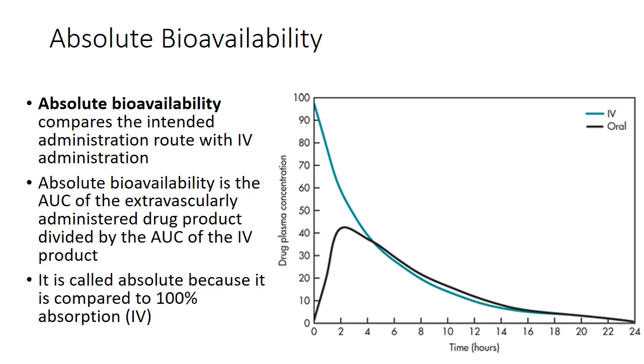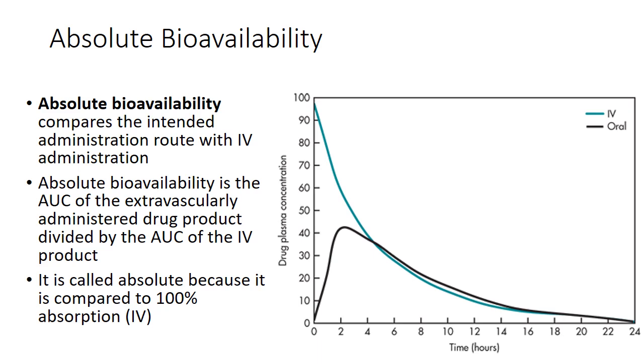Okay, so absolute bioavailability is the area under the curve of the extravascularly administered drug product divided by the area under the curve of the IV product, right? So that just means, in this case, oral AUC divided by IV AUC, right? So it should always be, think about it, basically 100% or lower, if we convert it to a percentage, because you can't possibly absorb more than you would with an IV administration, right? And again, it's called absolute because it's compared to 100% absorption.